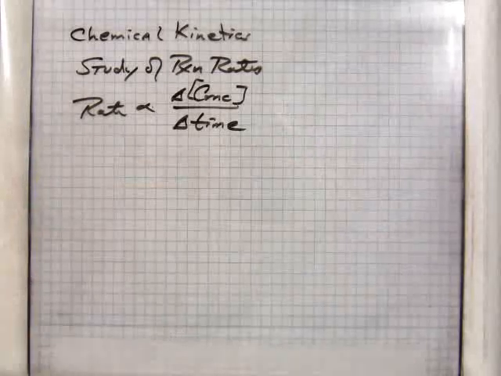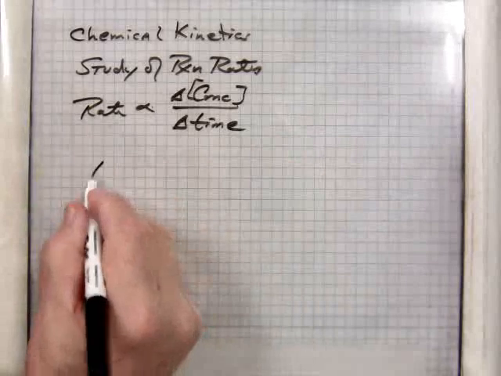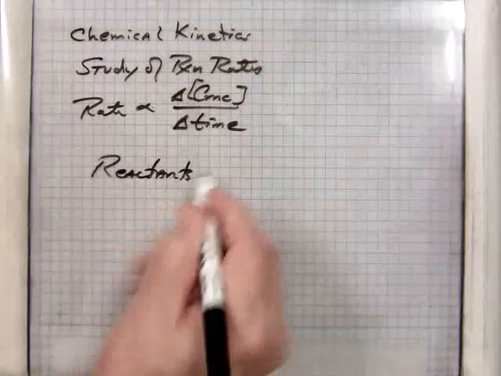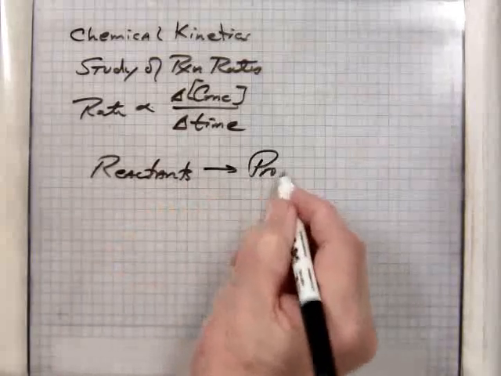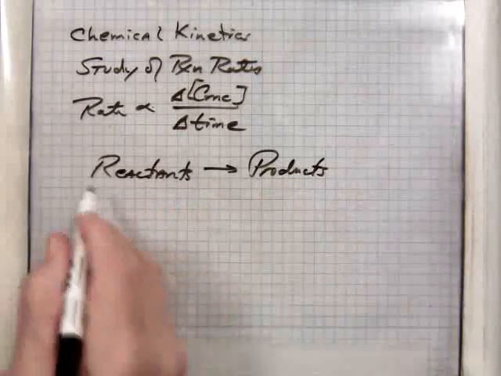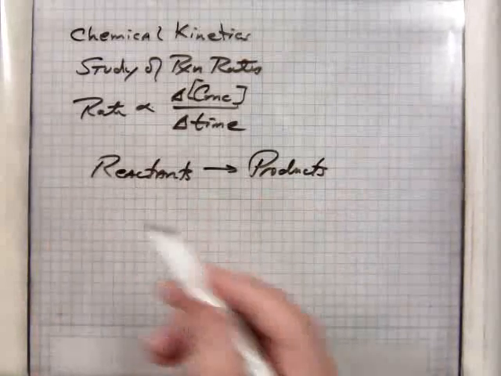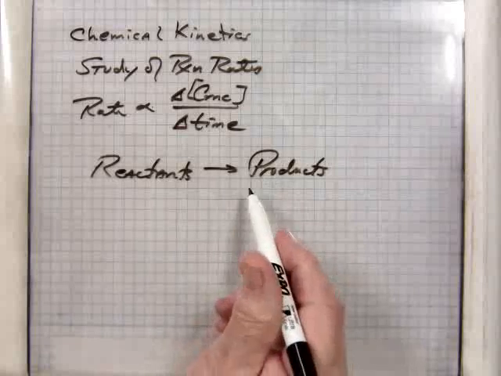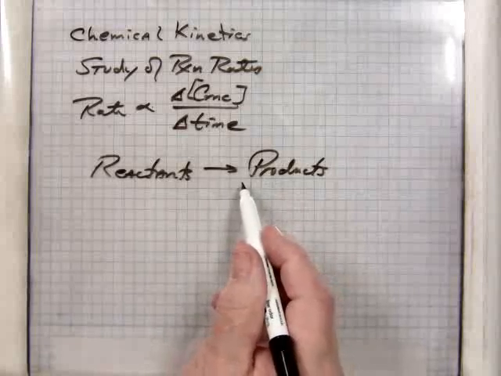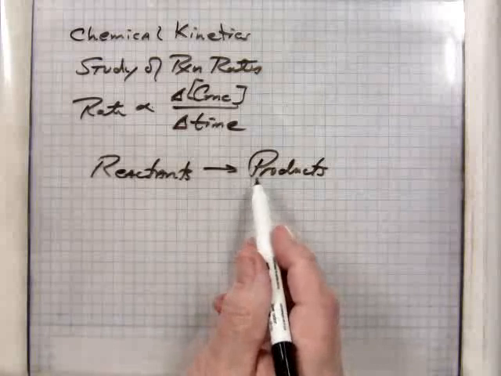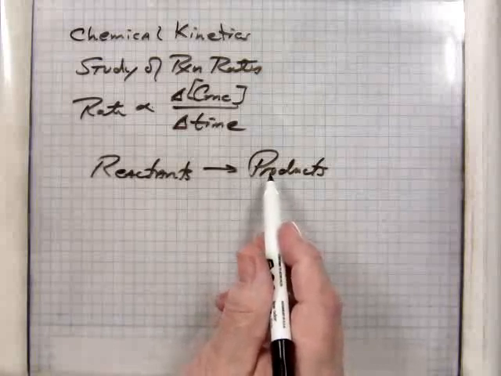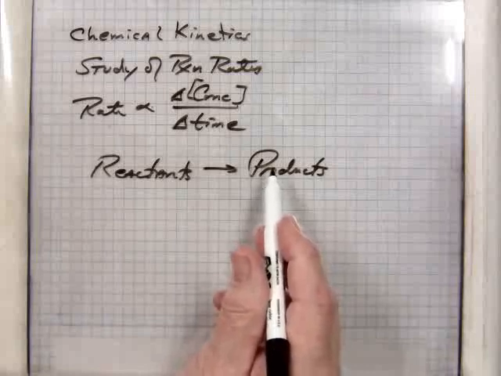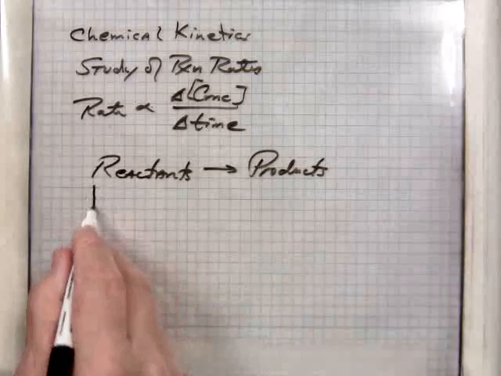Now, when we talk about chemical reactions, reactants going to products, we simply measure either something in the reactants or measure something in the products as a function of time, and then translate that into an equation that tells us what the rate will be if we substitute a certain concentration of reagent.